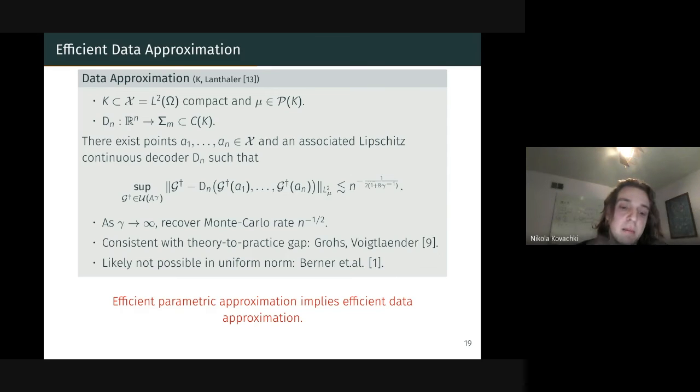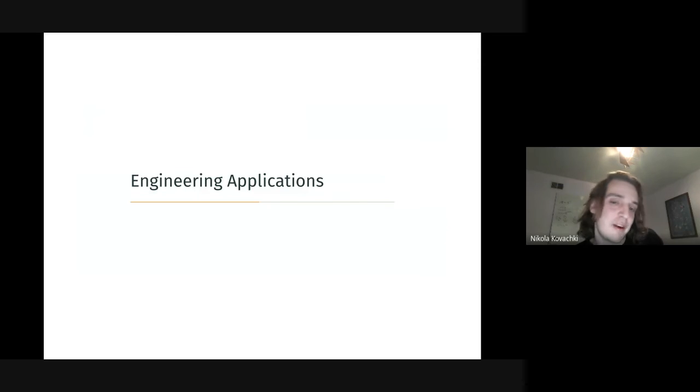So it kind of makes sense to study. It just connects the two concepts. So it makes sense to study parametric efficiency because it tells you something about data efficiency. Okay. So this is everything I wanted to show in terms of approximation theory. I have basically no time. So I will very quickly glance through a few applications of these ideas.